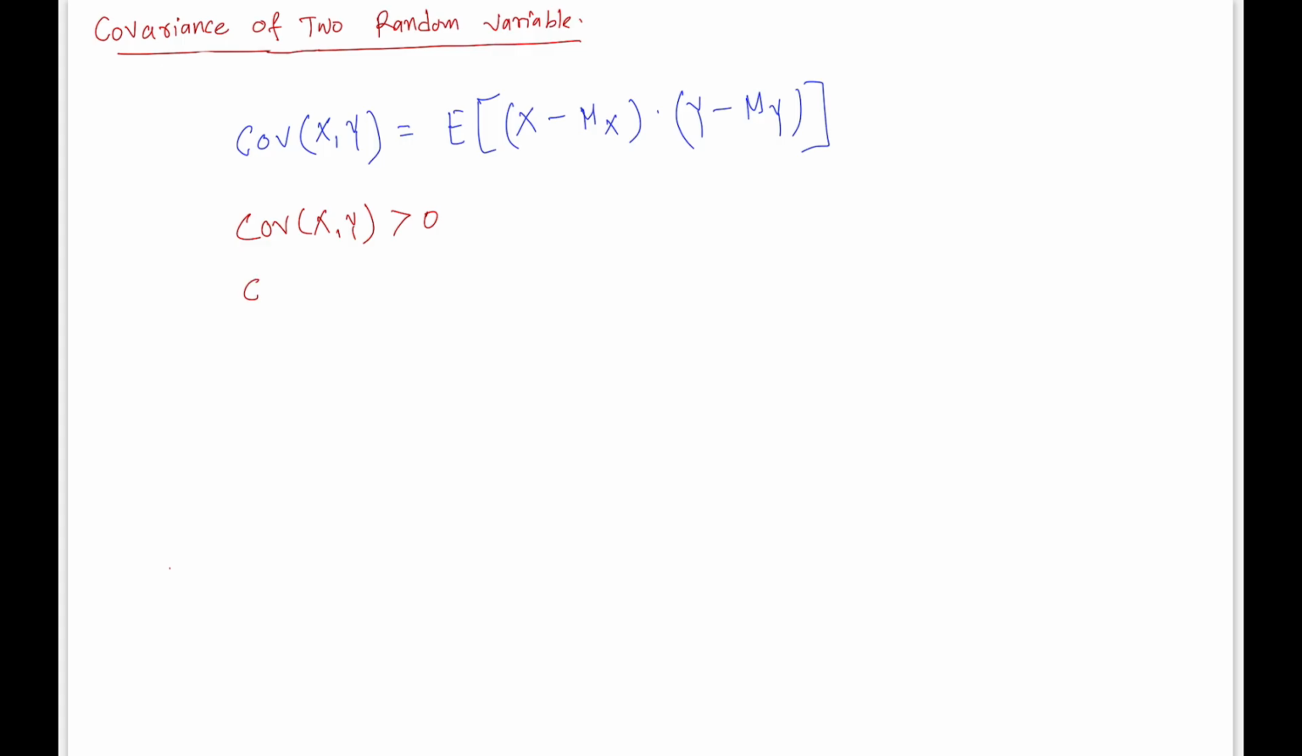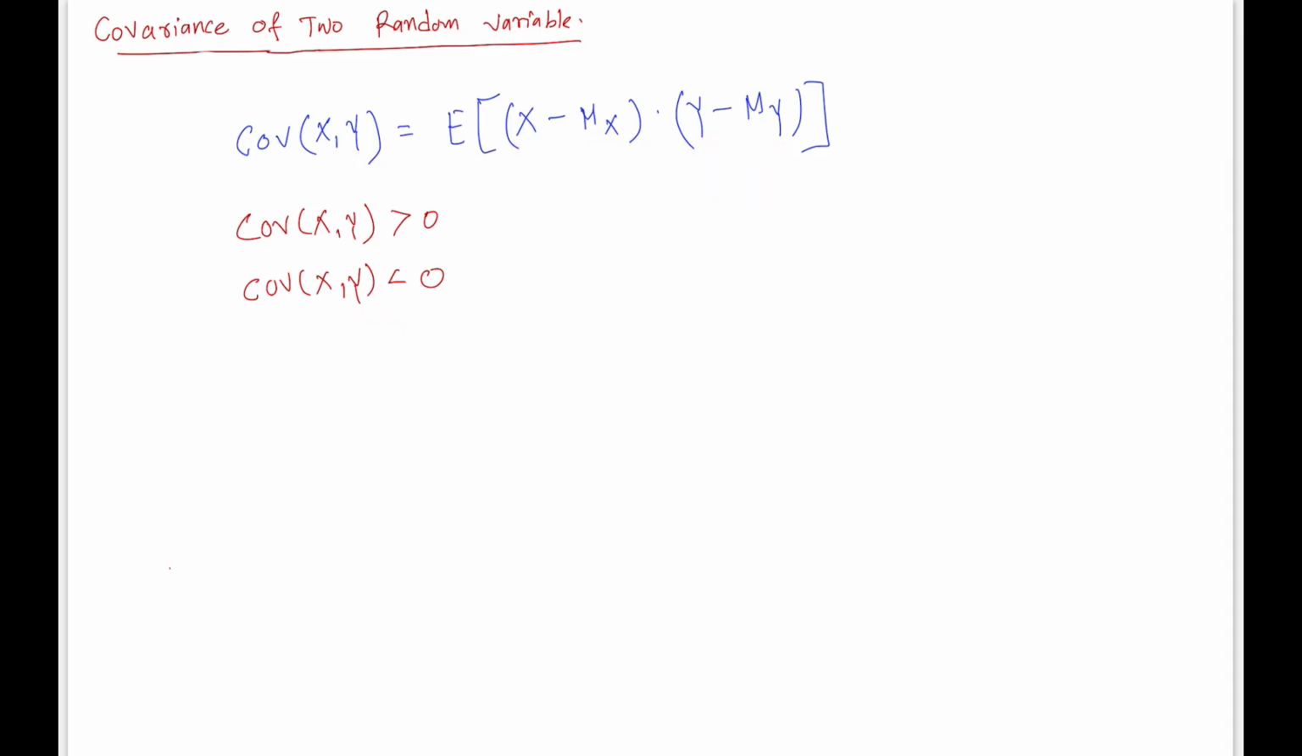And what happens if the covariance is less than 0? In this case, on average x tends to take a value that is greater than its mean, and at the same time y tends to take a value that is smaller than its mean. So in this case x and y are not moving together, they are opposite to each other. This deviation would be positive and that deviation would be negative, so overall we will have a covariance that is less than 0.